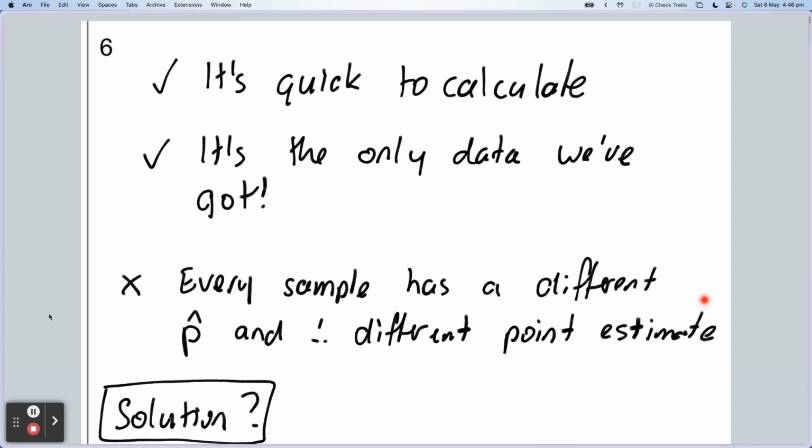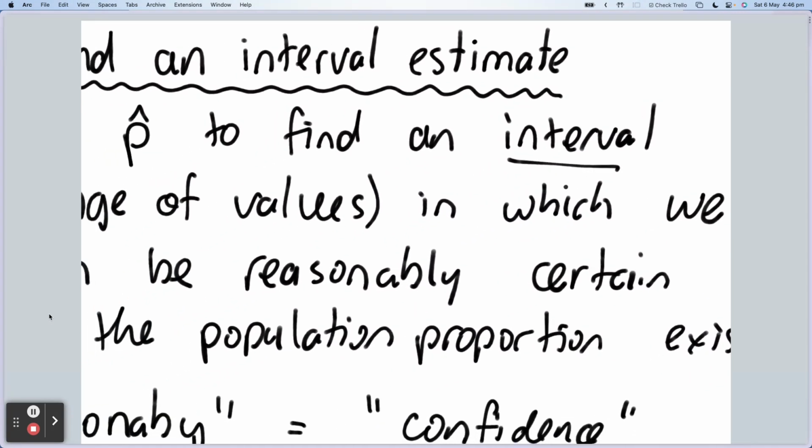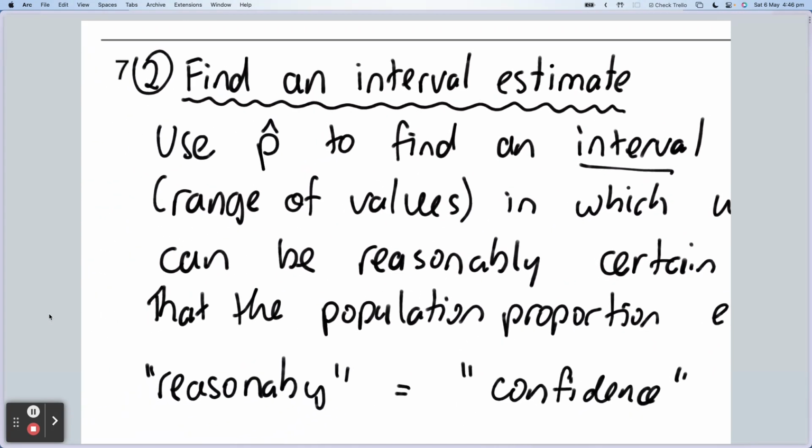However, as I said before, every sample has a different p hat, a different sample proportion. And therefore, it will have a different point estimate for the population. So that's the big downside of it. So we don't have a solution, but we have a little bit more of a nuanced piece of information we can figure out. And that's where we go to step 2, work out an interval estimate.